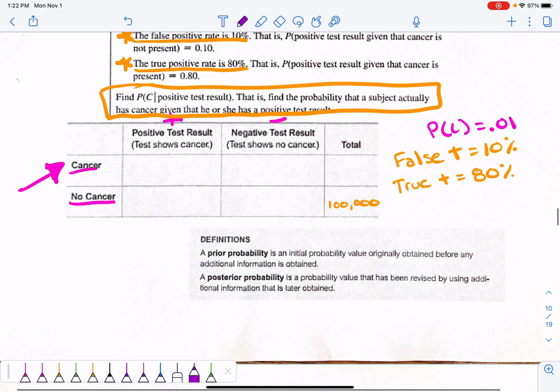Oh, wait a second. I shouldn't do that. I want this number to be, don't kill me. Sorry, I'm erasing. So 100,000, I want to be this total down here. There we go. That's what I want, okay?